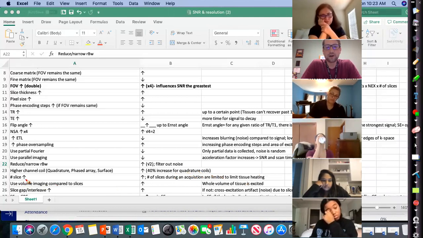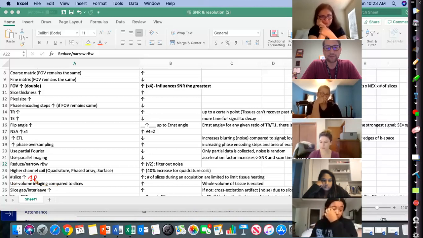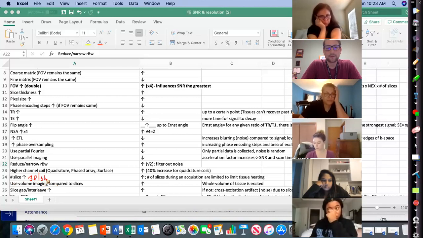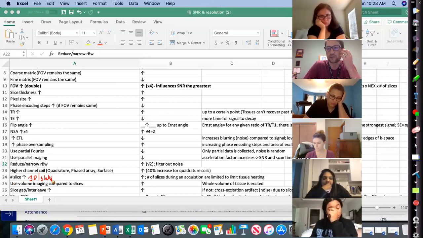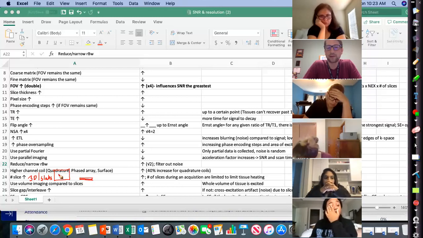Row 25, volume imaging versus 3D. 3D is really talking about slabs versus slices. A slab of tissue covers a larger field of view or larger area, and you're able to excite more hydrogen spins compared to a slice that is just a smaller area. So you have more available hydrogen spins within a slab compared to a slice.